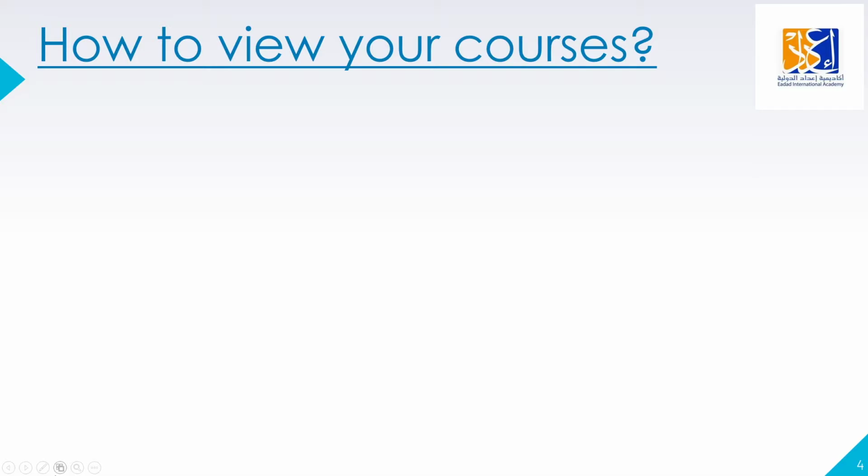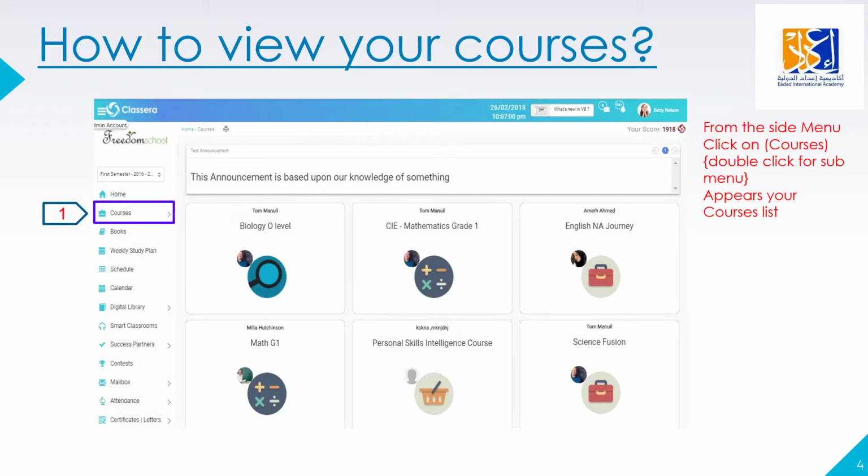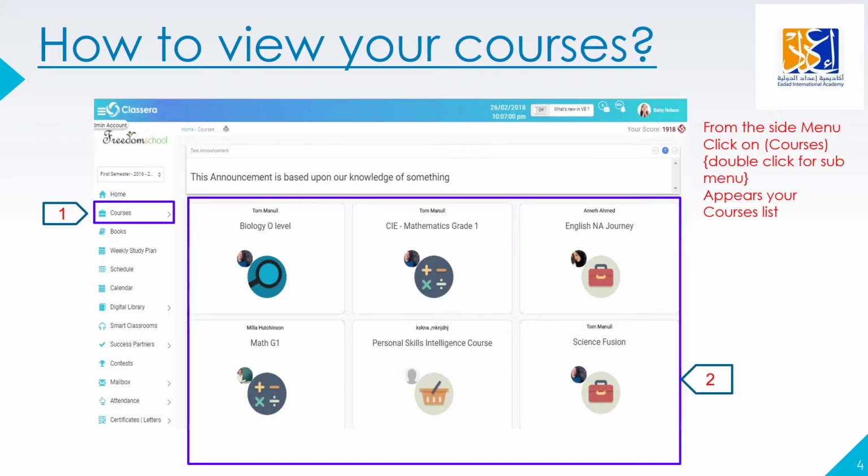How to view your courses. This is our page in Classera. Yes? Okay. Here we can find all our subjects. From the side menu, click on courses. This is our side menu. It's saying click on courses and then double click for sub menu. Click on courses, then click for sub menu. What will appear? Your course list appears. It will appear like this.